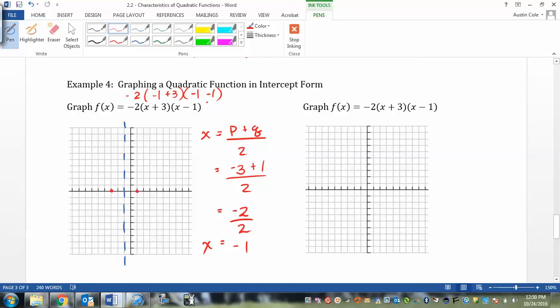So in my parentheses here, what's -1 plus 3? 2. That's 2. What's -1 minus 1? -2. And I'm multiplying those by -2. So what's -2 times -2 times 2? What's -2 times -2?